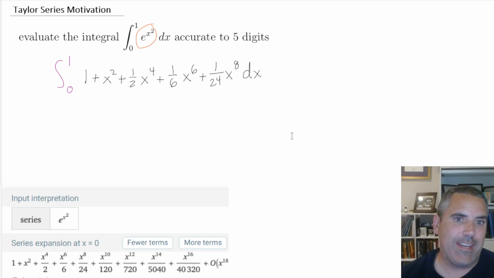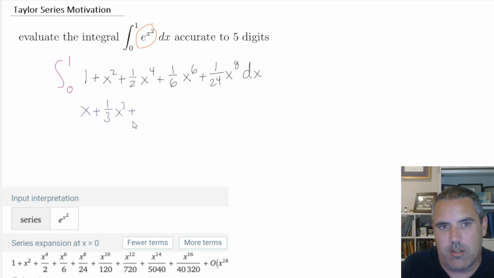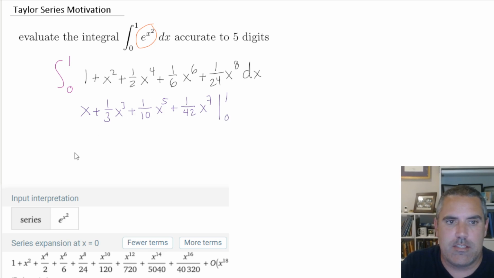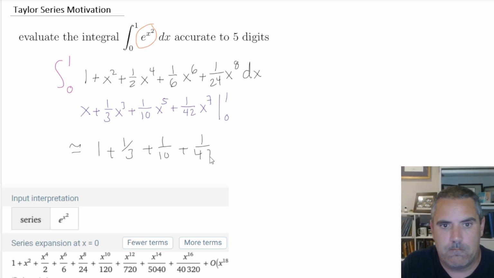Then you can integrate that instead. Now, that can be integrated by hand, and you can even find the pattern. It's x plus 1 over 3 x cubed. And this is the sort of stuff that a calculator might do, a method, not necessarily this method, but some method of approximating. This is going to be 6 times 7, so 42, x to the 7th. Let's just stop there, 0 to 1. And so I can say that this integral is approximately 1 plus a third plus a 10th plus a 42nd.